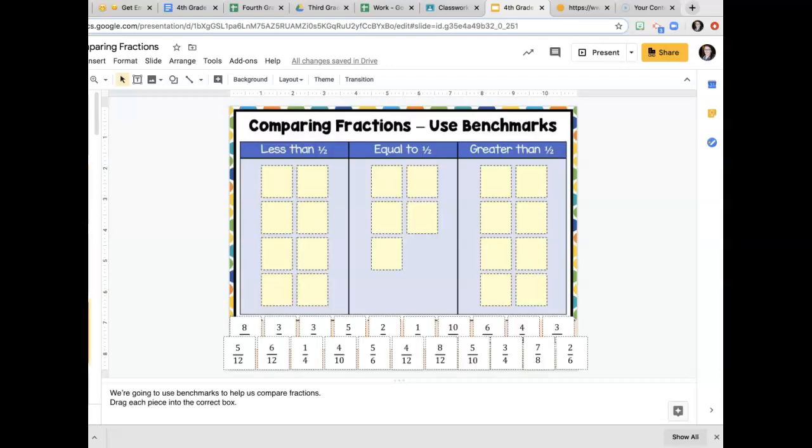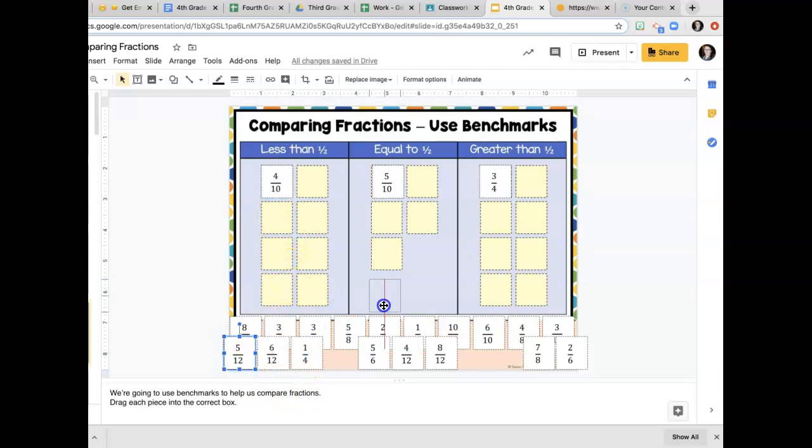So your first section is on benchmark fractions. So we're going to sort these fractions down here based on whether they are less than 1/2, equal to 1/2, or greater than 1/2. So let's do a couple together. 5/10. I know that if I double 5, I get 10. So that is equal to 1/2. 3/4. Half of 4 is 2. So this is greater. How about 4/10? Half of 10 is 5. So this is less. I'm going to do 2 more and then we're going to move on.